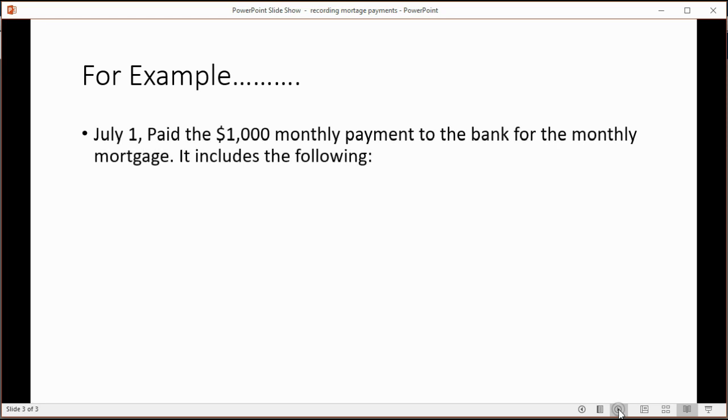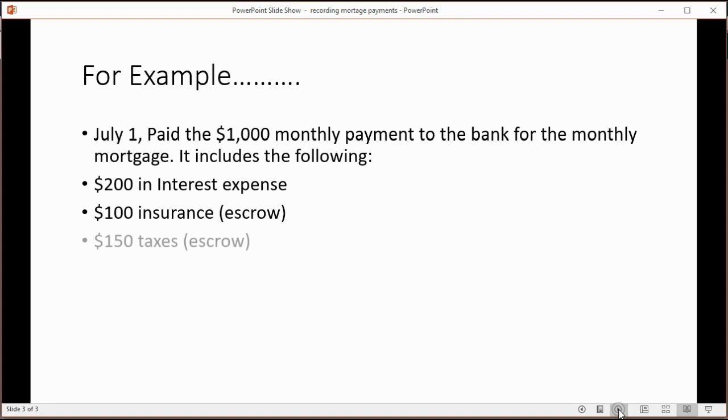For example, on July 1, we paid a $1,000 monthly payment to the bank for the monthly mortgage that includes the following. $200 of that $1,000 payment is interest that the bank will keep forever because they did us a service by lending us the money. $100 goes into insurance, which could be lumped together in an expense called escrow expense with the $150 in taxes that are part of this monthly payment. And of course, the remainder after insurance, taxes, and interest is the amount that will decrease what you owe. So let's go ahead and see how to record a monthly payment of this amount that includes these items.